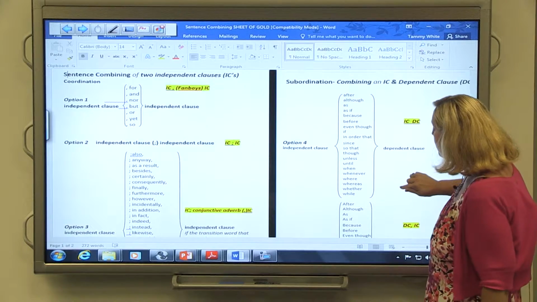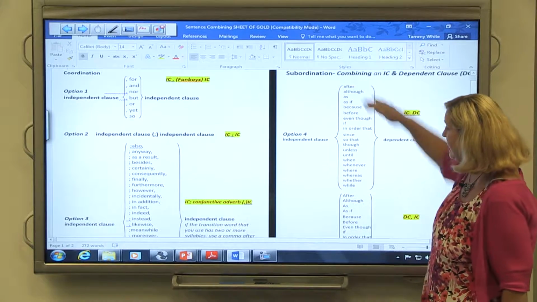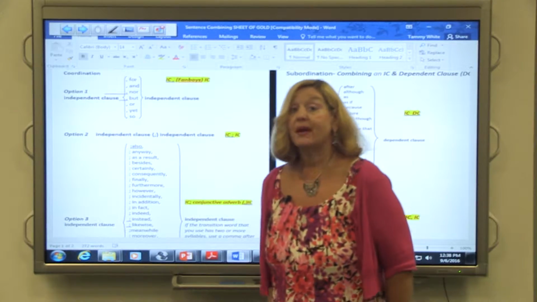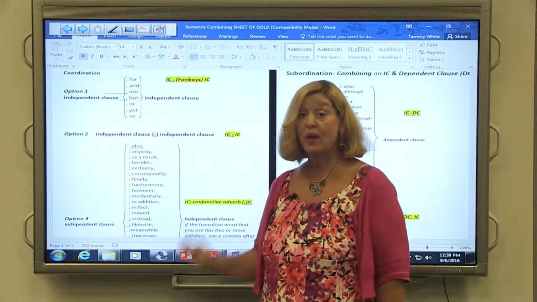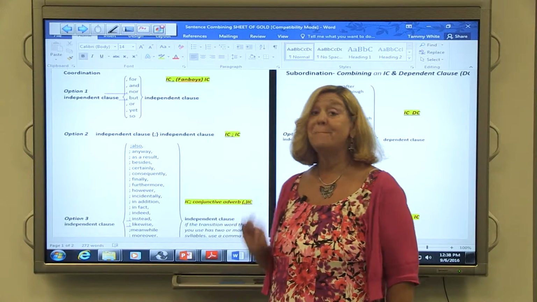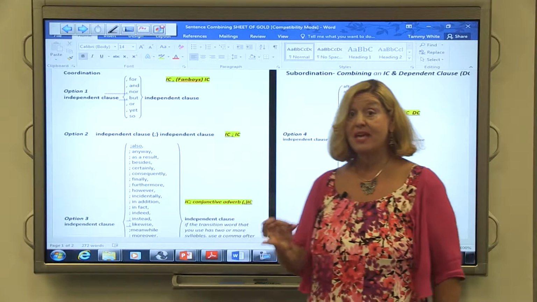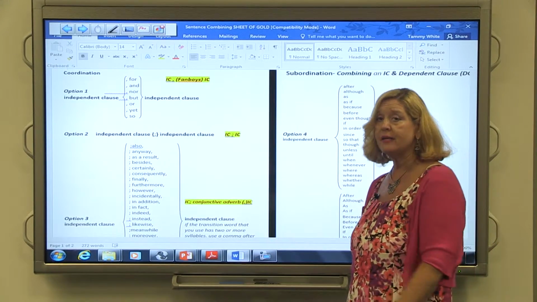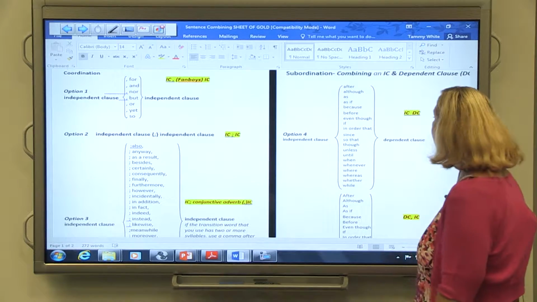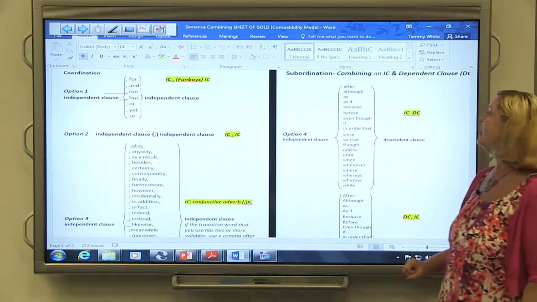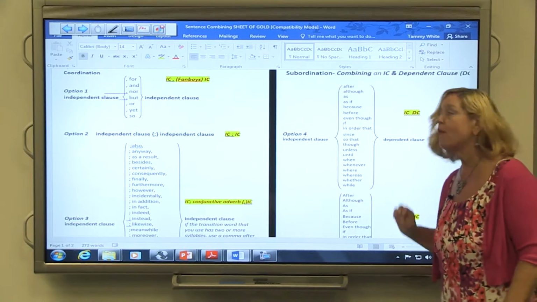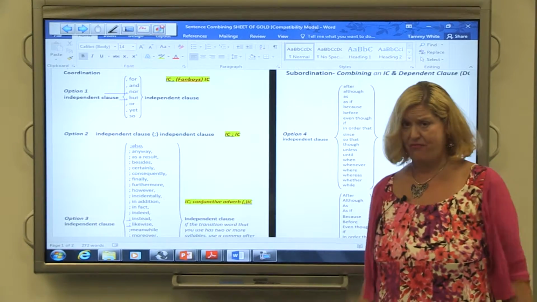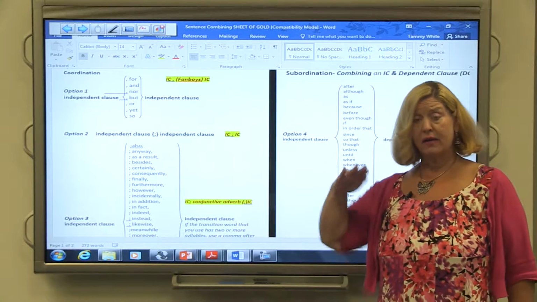Notice the same words are written down in lowercase letters and uppercase letters. Why? Because the way you punctuate them will vary based on whether they begin your sentence or they're in the middle of your sentence. Take any sentence you want. He had a snack, all right? Put any of these words in front of it. After he had a snack, although he had a snack, because he had a snack, in order that he had a snack, any of those no longer are a complete thought.